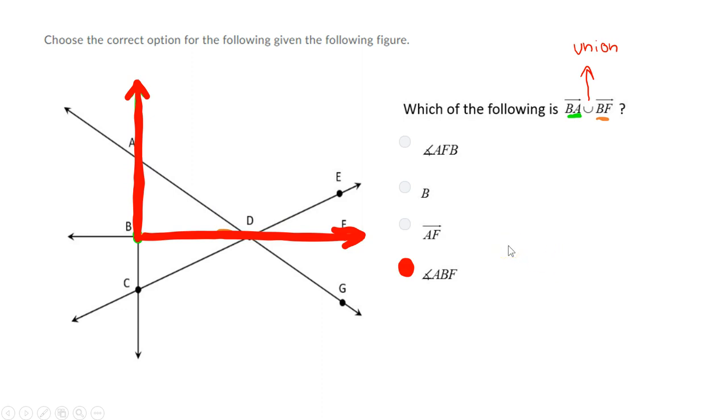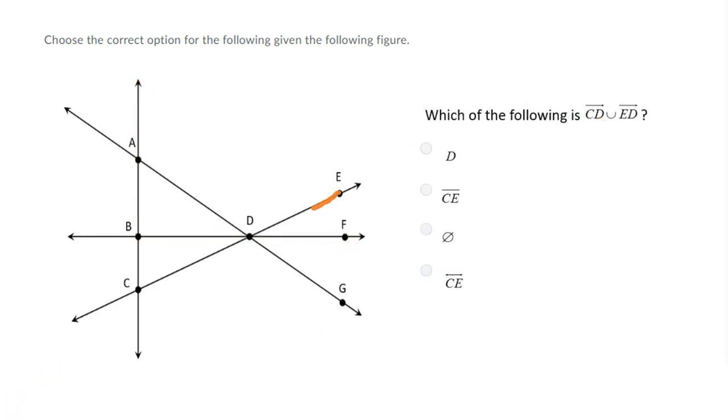Sometimes what students do is they'll choose this angle up here incorrectly. Remember that the middle letter should be the vertex of the angle. So AFB would be this angle from here to here to here, which is not even represented in the figure. So keep that in mind as you do these kinds of problems, so you don't have the right idea but indicate the wrong answer anyway.